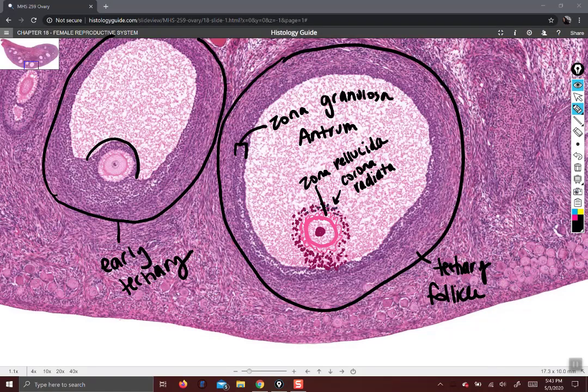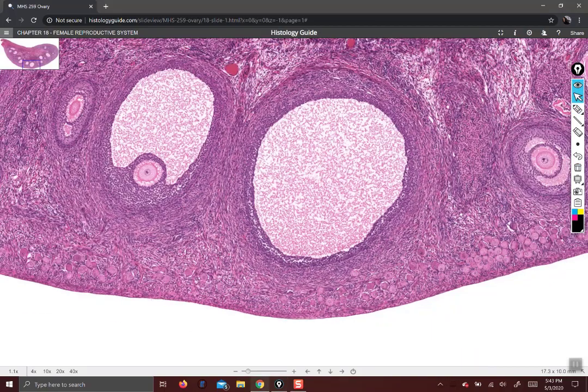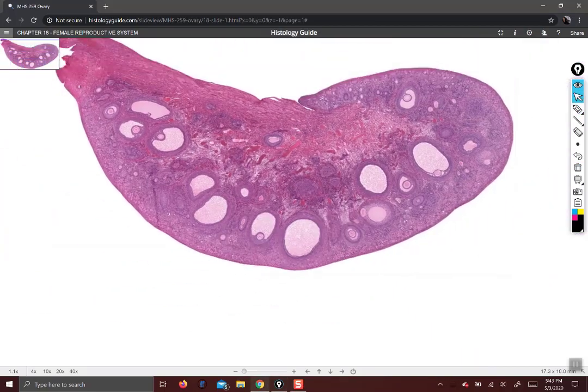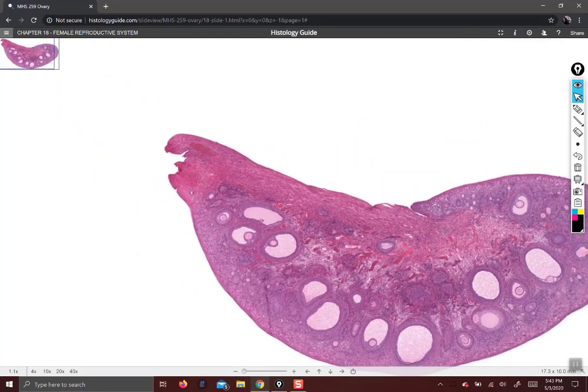Friendly reminder, tertiary and graafian, G-R-A-A-F-I-A-N, are interchangeable terms. You can use either, I don't care which. Okay, and that's all I've got for ovary. Oh, look, here's another really good secondary one.